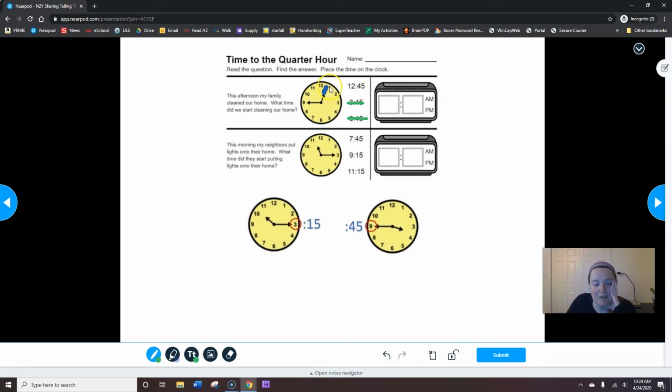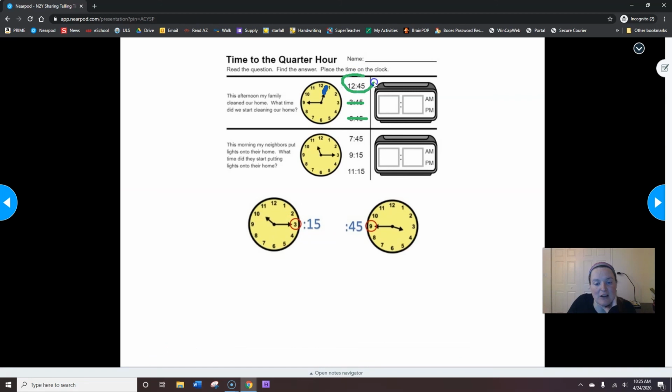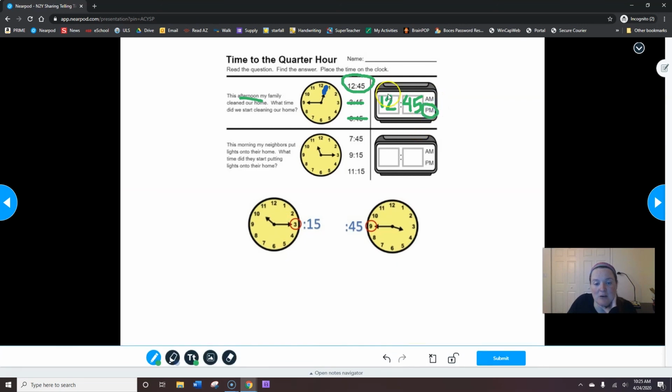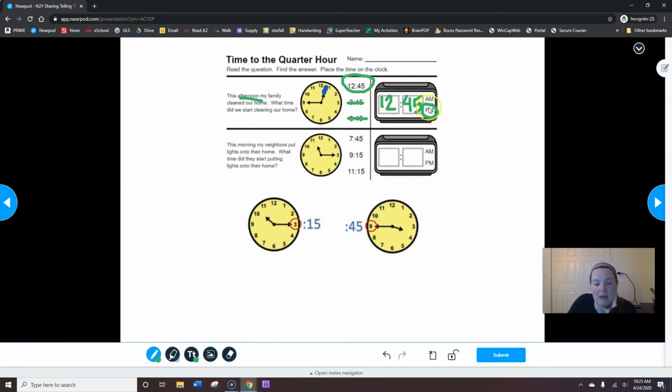So we're going to start counting by 5s at the 1. 5, 10, 15, 20, 25, 30, 35, 40, 45. So this clock shows 12:45. Okay? And afternoon. Morning is AM. Afternoon is PM. So our answer is 12:45 PM. Let's look at our next one.